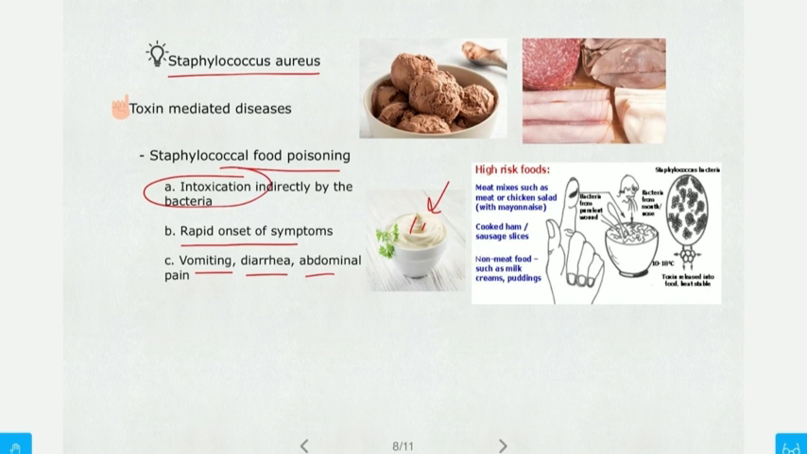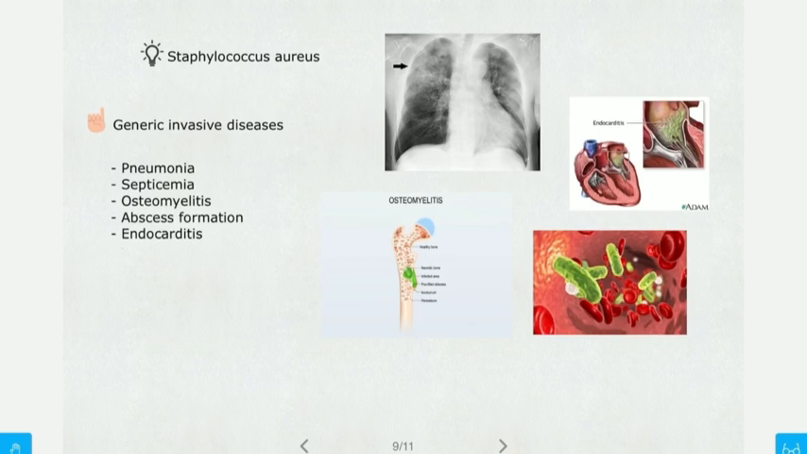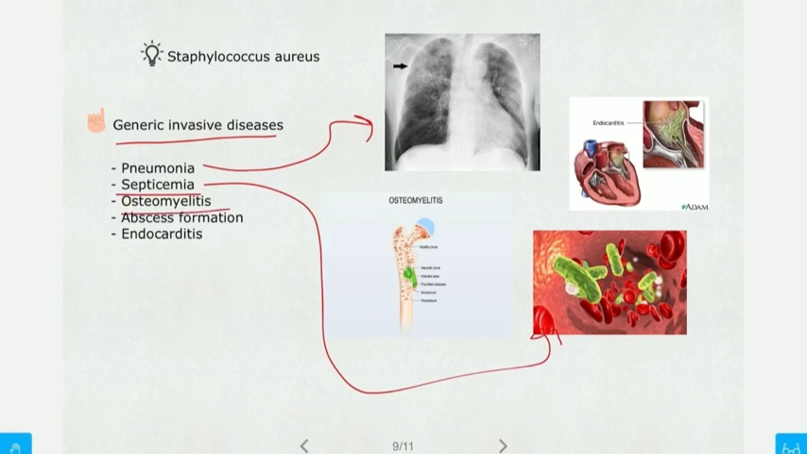Now, there are certain foods that are particularly associated with staphylococcal food poisoning. Anything that contains mayonnaise, like potato salad or chicken salad, things that contain dairy, like ice cream, and certain cold cut meats, as you can see here. One final thing to touch upon related to Staph aureus are the generic invasive diseases. We won't go into the details of this, but it is important to remember that it does cause pneumonia, infection of the lung. It can cause septicemia, which is when bacteria reaches the blood, osteomyelitis, an infection of the bone. It can lead to abscess formation anywhere in the body, and it can also lead to endocarditis, which is inflammation of the endocardium of the heart.